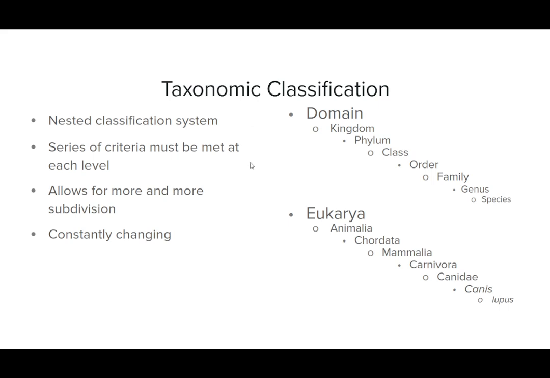So, again, a series of criteria must be met at each level. Now, this is great because it allows many subdivisions. We can just keep on adding different divisions, whether it's at the kingdom level or the class level or the order level, or maybe even I want to add a new genus. That is absolutely fine. This is a pretty advanced structure, and it's pretty good.